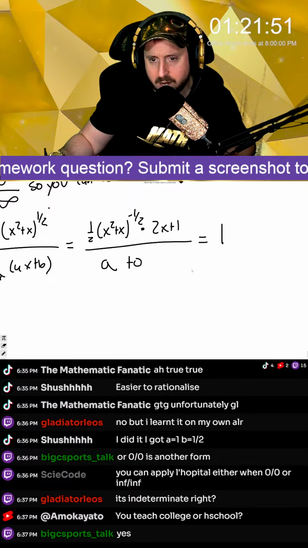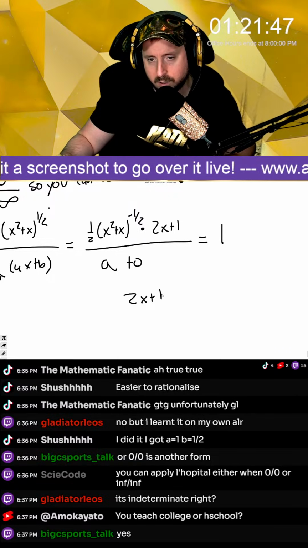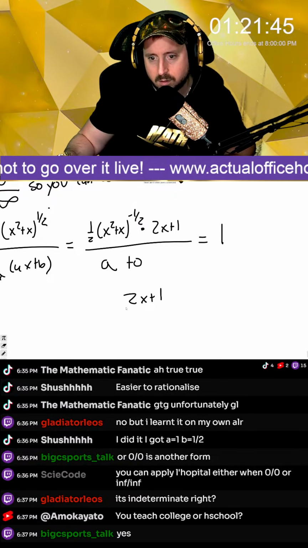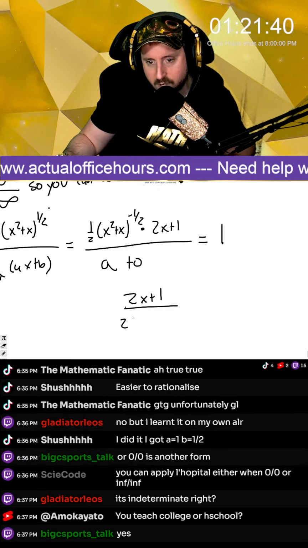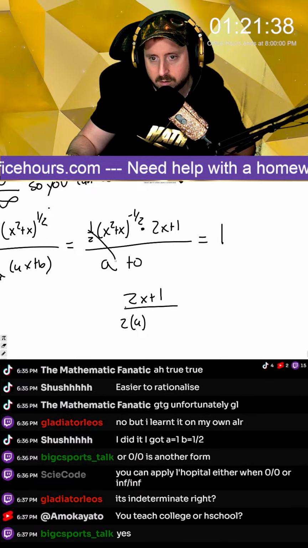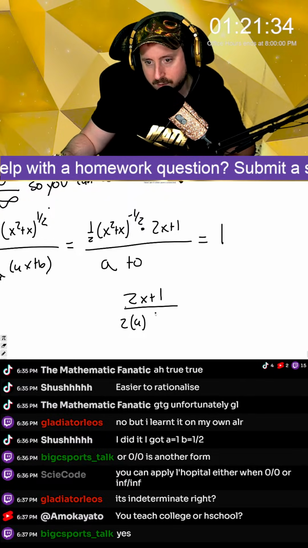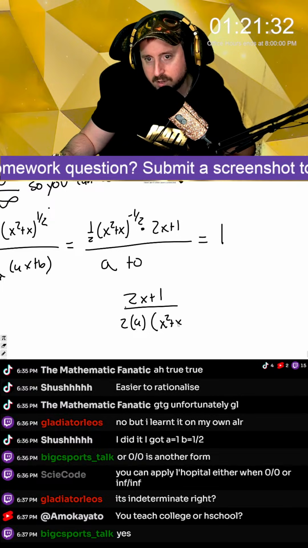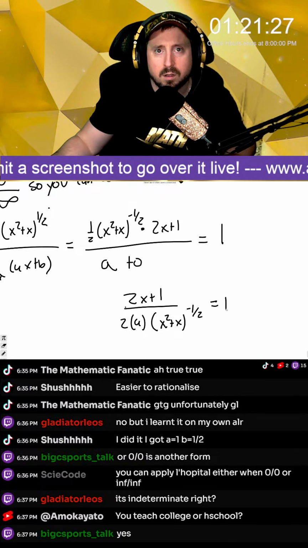So let's try to make this a little nicer. So I get 2x plus 1 all over, and then the 1/2, I'm going to say this is like 2 times a, right? I'm going to do that. And then this also is going to go on the bottom. And so then this will be x squared plus x to the negative 1/2. And this is all equal to 1.